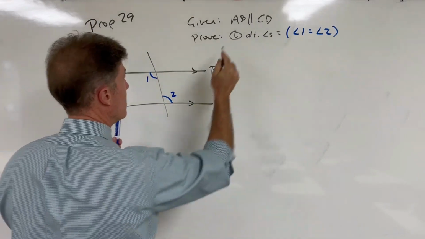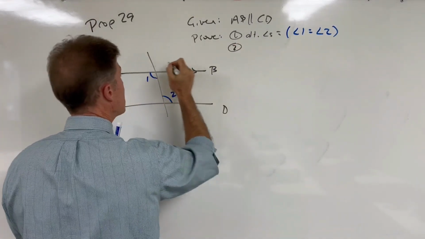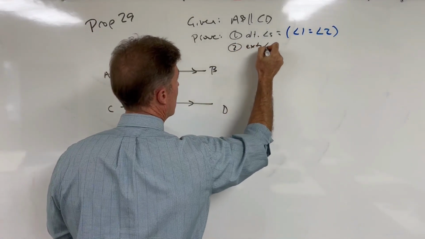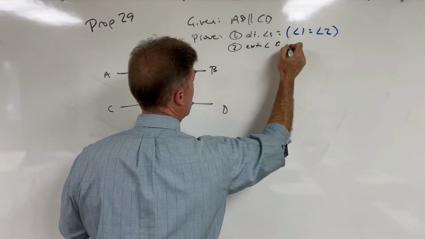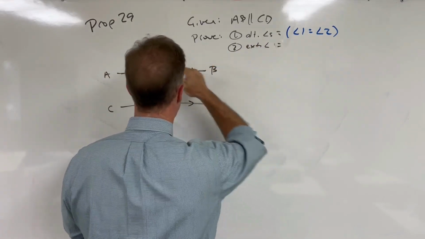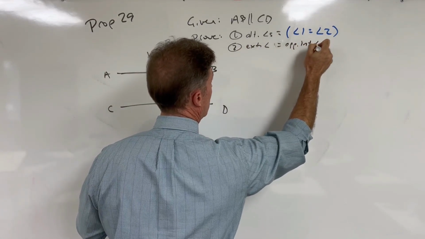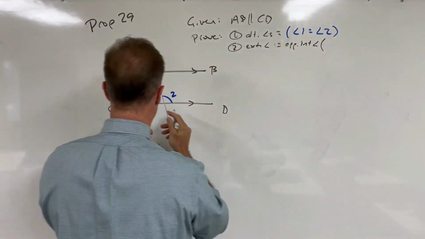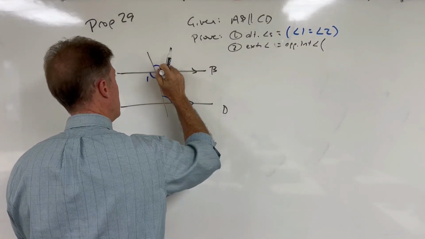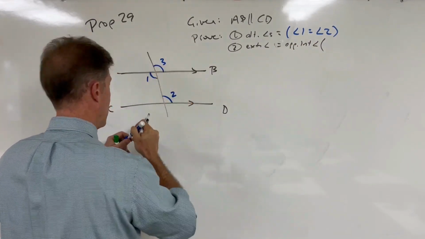The second thing we're going to prove is that the exterior angle is equal to the opposite interior angle. In this case, we're going to prove that angle 3 is equal to angle 2.